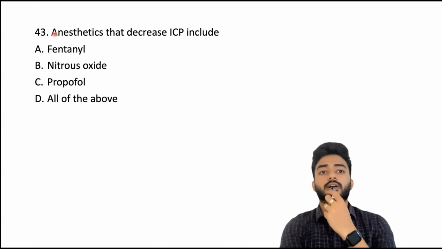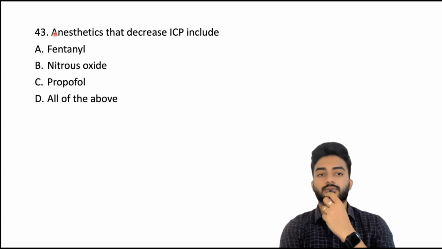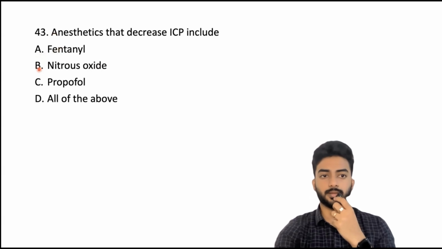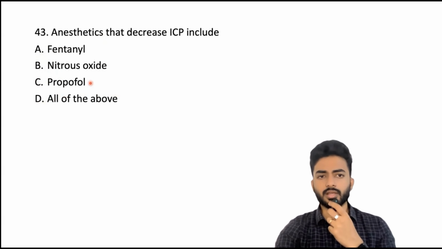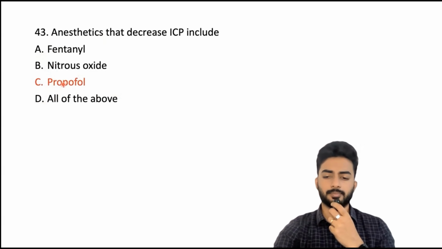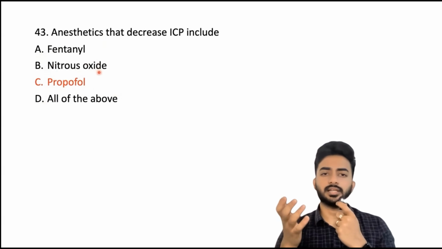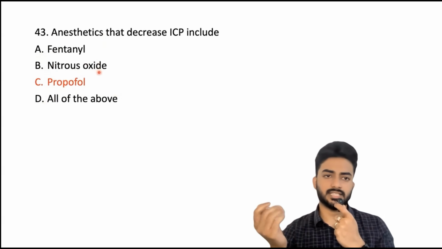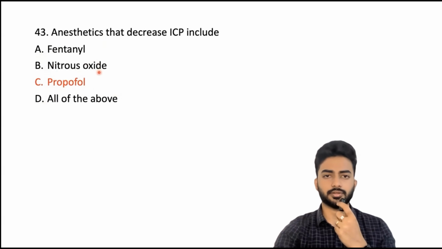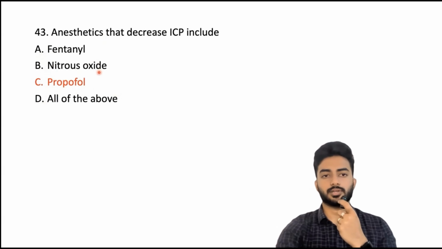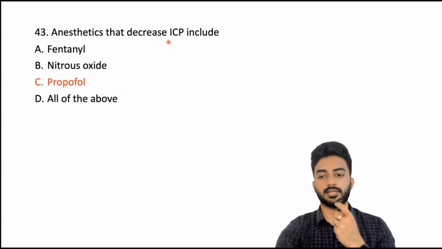43rd question, anesthetics that decrease the ICP include option A fentanyl, option B nitrous oxide, option C propofol, and option D all of the above. Among the options given, we know that propofol decreases BP, decreases the MAP and decreases the ICP. Nitrous oxide is controversial. They say that it increases ICP. Fentanyl has least effect on ICP, and option D is all of the above. So the answer for this is propofol that decreases ICP.